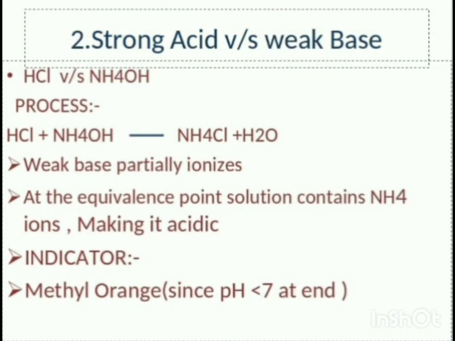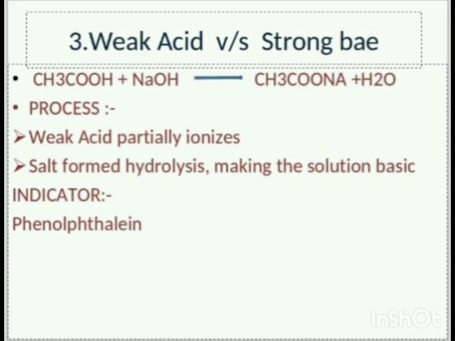And second one is strong acid versus weak base. Example, HCl versus NH4OH. Process, HCl plus NH4OH gives NH4Cl plus H2O. Weak base partially ionizes. At the equivalence point, the solution contains NH4+ ions, making it acidic. Indicator, methyl orange, since pH is acidic.